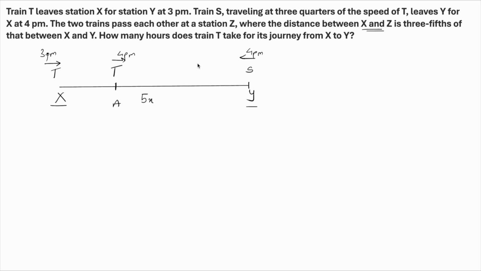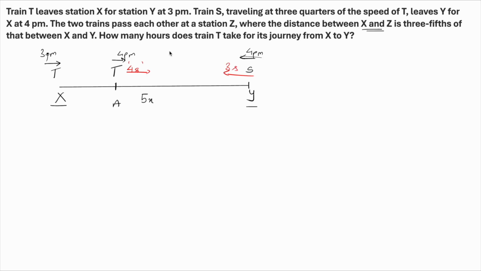They have told us that the speed of the train S is 3/4 of the speed of T. So I'm assuming the speed of the train T as 4s. You can take it as kilometers per hour or units per hour, makes no difference as such. Because 3/4 of 4s will be simply 3s only. So the speed of S will be 3/4 of 4s, and that is 3s.